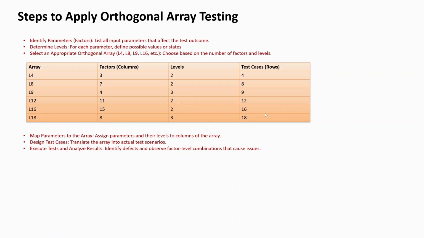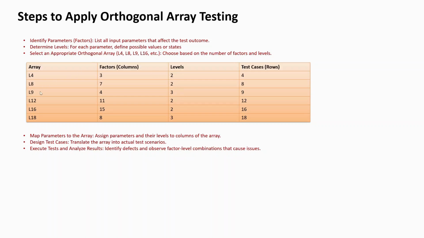So you have this table here. If there are 3 parameters and each parameter has 2 levels, then you will have to go for an L4 array. If there are 7 factors and each of them has 2 values, then you will have to go for an L8 array. So in our case, we have 4 parameters, right? What are they? We have operating system, we have browser, we have authentication method, and we have connection type. And each of them has 3 values.